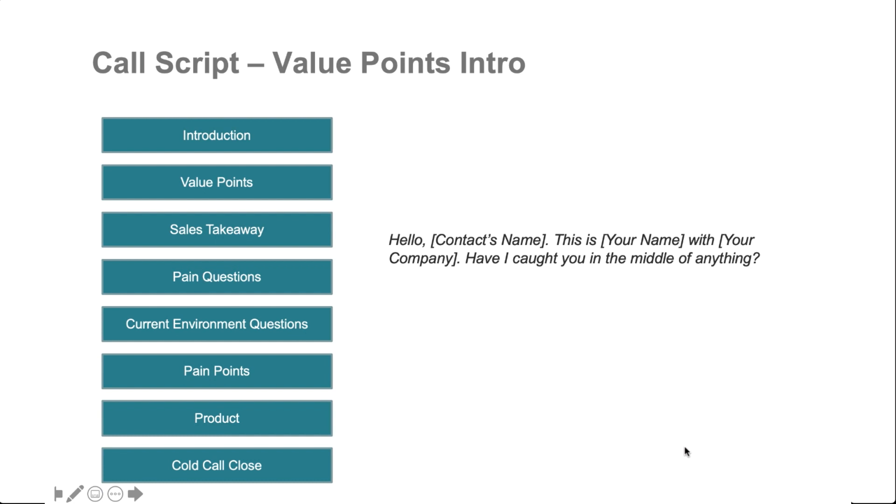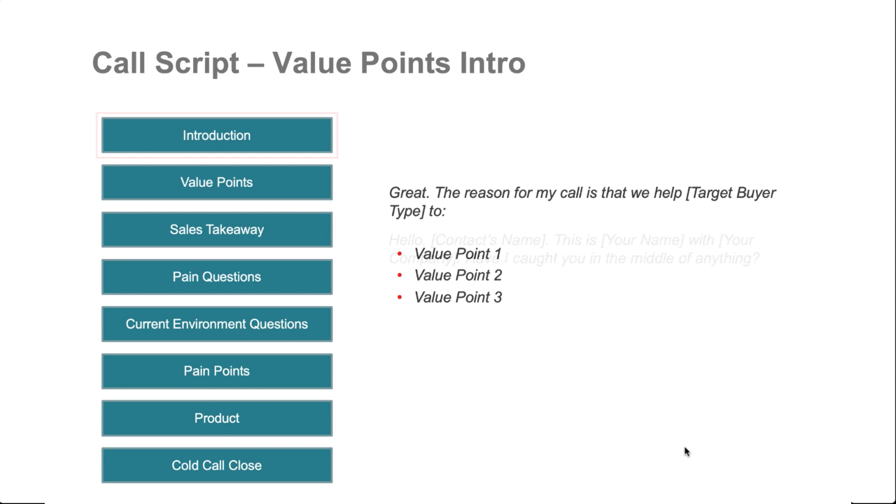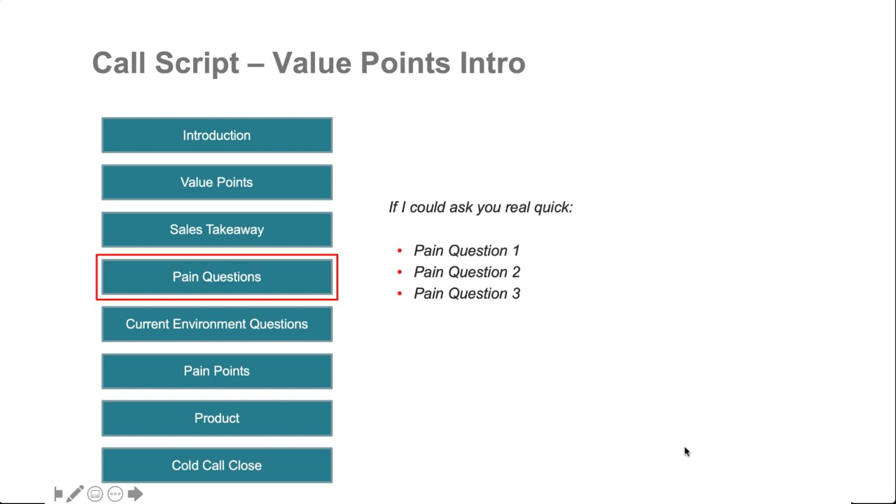Here's the value points cold call script. And like I said, you can use this exact script regardless of whether you got them in a contact database or on LinkedIn. But your introduction: the reason for my call is we help with benefit 1, benefit 2. I actually don't know if you want to improve those areas. That's why I had a question or two. If I could ask you real quick, how concerned are you about this?